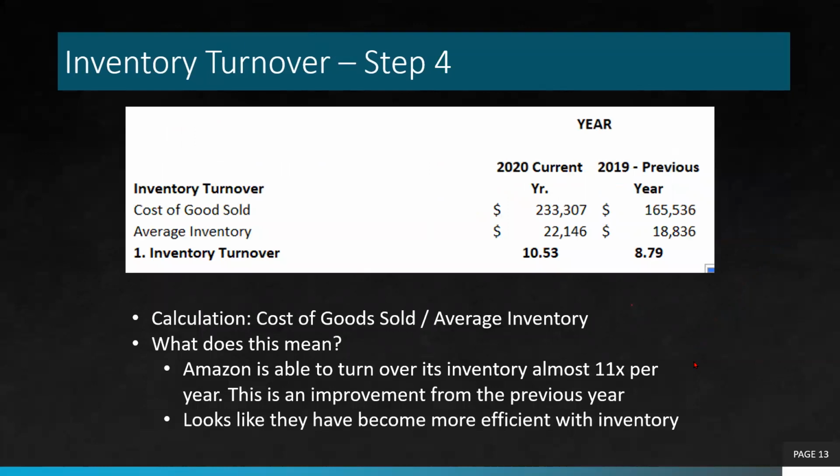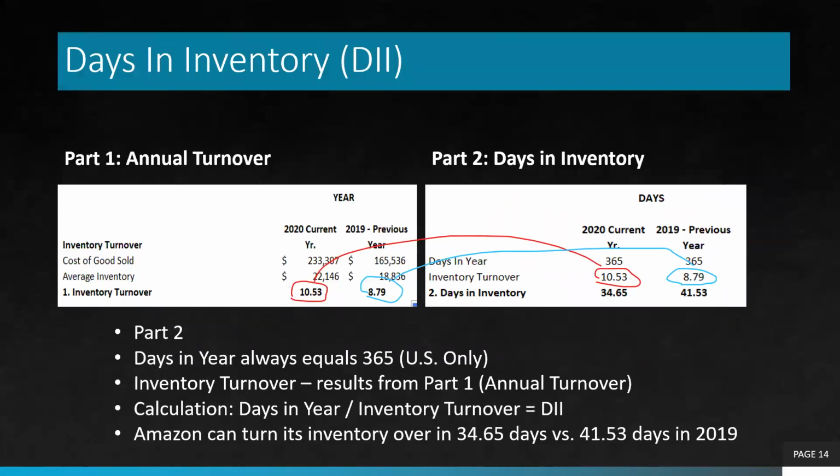So now I do my division, right? Cost of goods sold divided by average inventory. So what do these figures actually mean? For Amazon, it's telling me that they can turn over their inventory almost 11 times per year, which is an improvement from the 8.79 times per year in 2019. So it looks like they're becoming more efficient with their inventory.